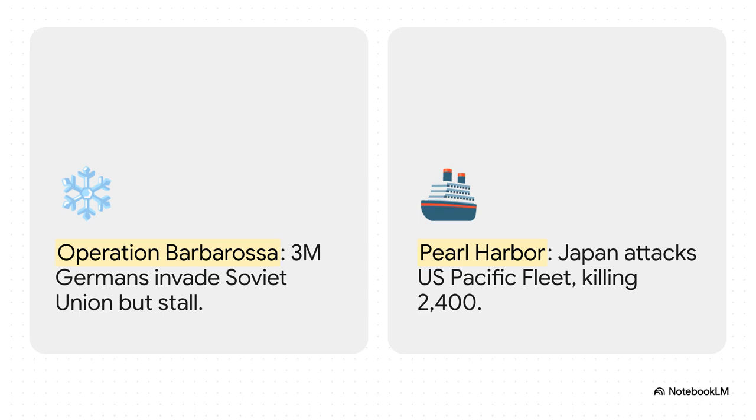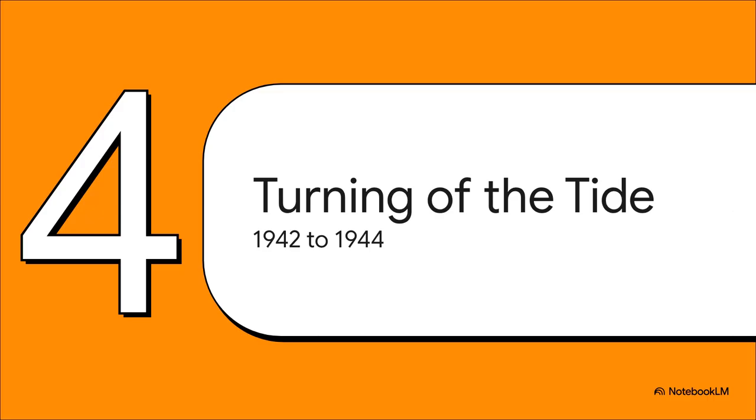Then, fast forward just a few months to December. Over in the Pacific, tensions over oil sanctions finally boil over. Japan launches a devastating surprise attack on the U.S. Pacific Fleet at Pearl Harbor. Battleships are sunk and over 2,400 Americans are killed. The U.S. immediately declares war on Japan, Germany declares war on the U.S., and just like that, the entire globe is engulfed in fire.